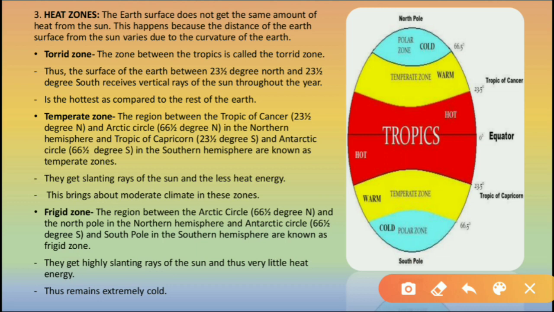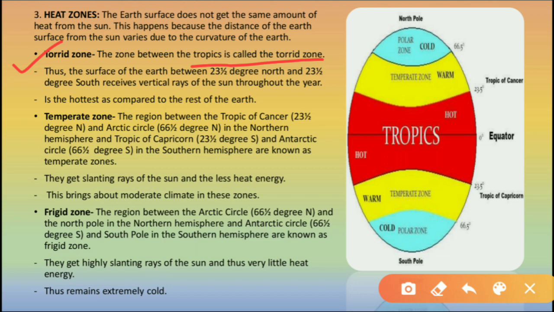Now we will understand this. See, heat zones, there are different types of zones, students. First is the torrid zone. See the explanation. The zone between the tropics is called the torrid zone. Thus, the surface of the earth between 23 degrees north and 23 degrees south receives vertical rays of the sun throughout the year.